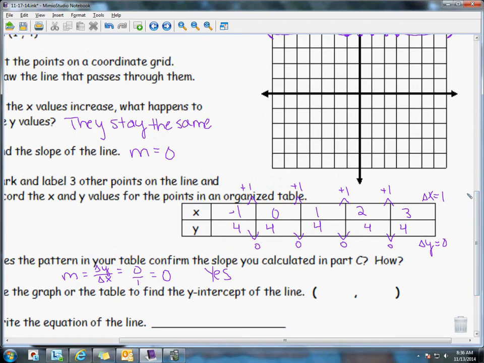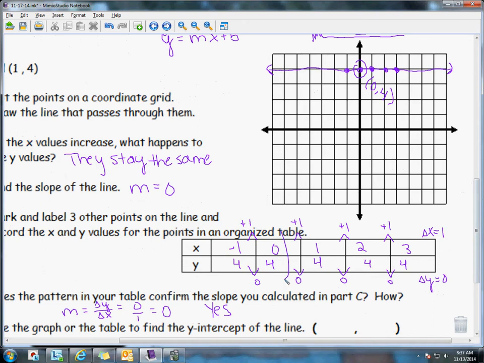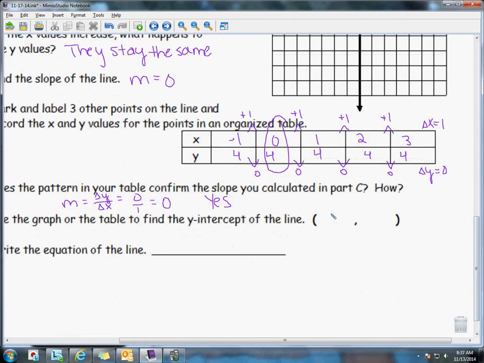Last part is to find your y-intercept. Again, there are 2 ways you can do it. You can look right here at your graph, and you see that this is going to be 0, 4. Or you can look at your table and see right here that this is also 0, 4. So my y-intercept is 0, 4.